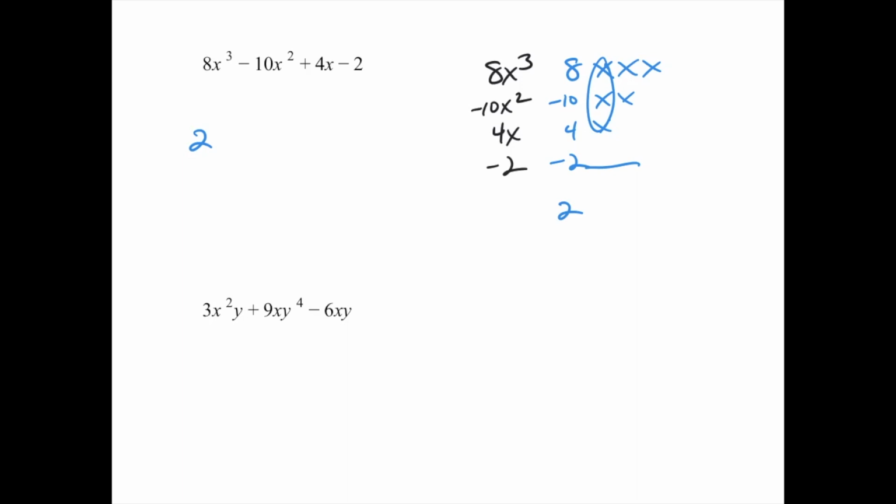So the GCF is just 2. So that means we'll divide a 2 out of everything. And that's okay. GCF doesn't have to be a huge number. Sometimes it is very big. Sometimes it's not big at all.